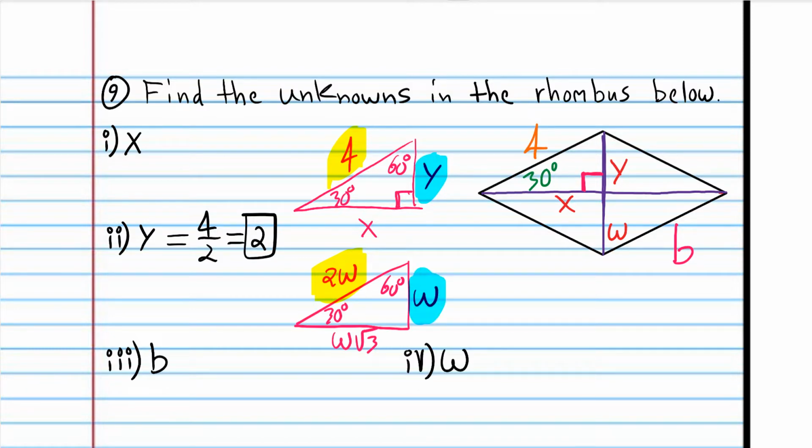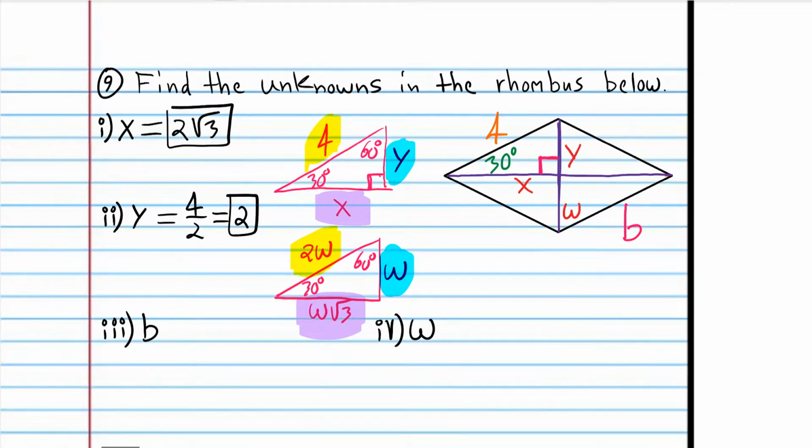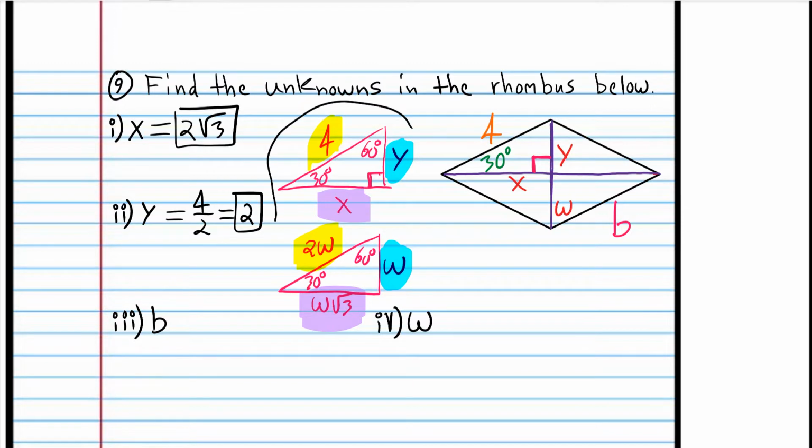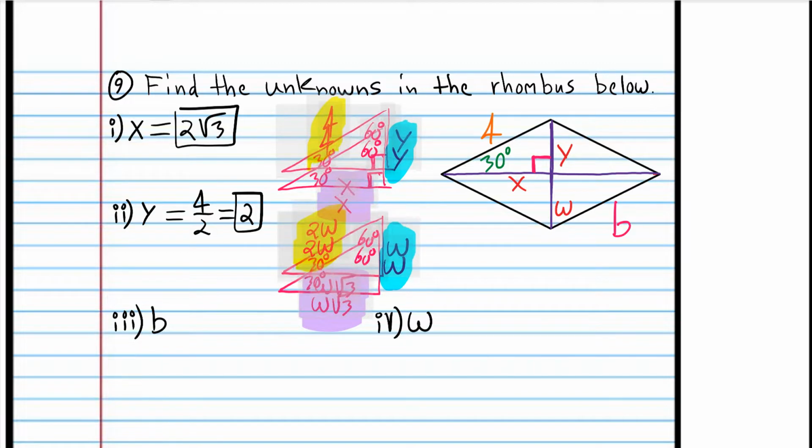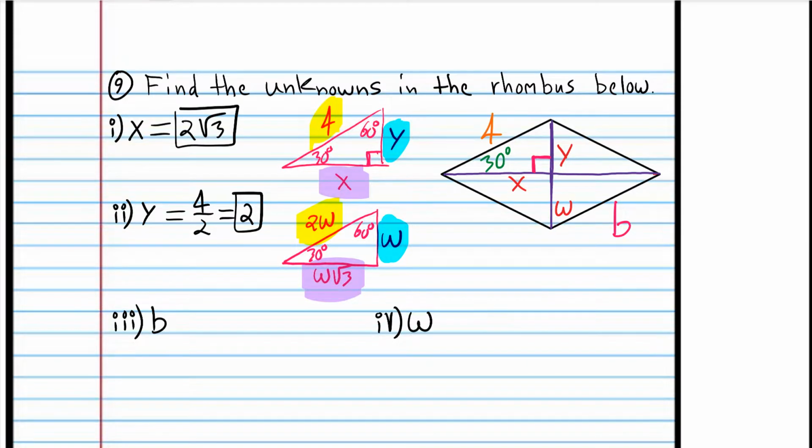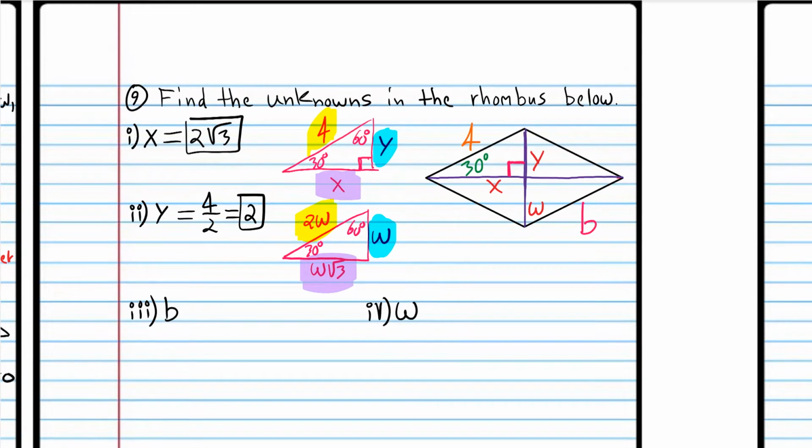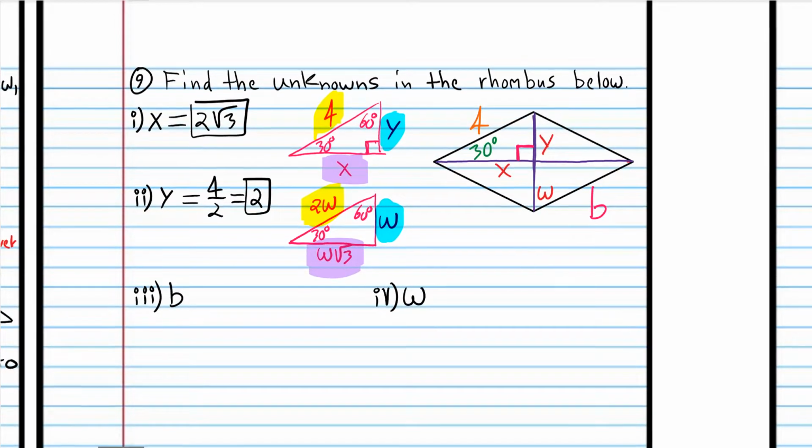Well, now we're in business, because if we know what w is, we can find w root 3. That's x. So w root 3, w is 2, so that'd be 2 root 3, and we're done with those problems. Maybe I should just leave those triangles there so you can go back and remember what we did. So that was just another special triangle problem.